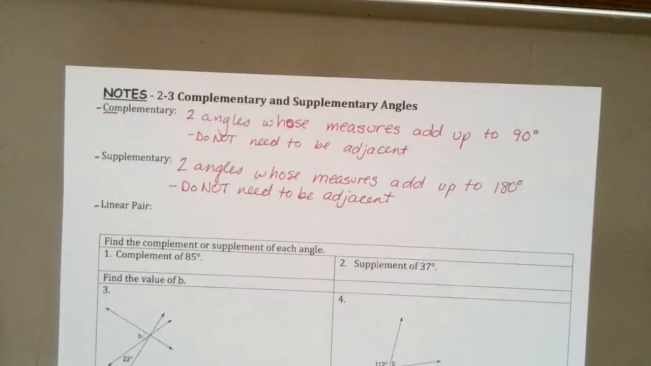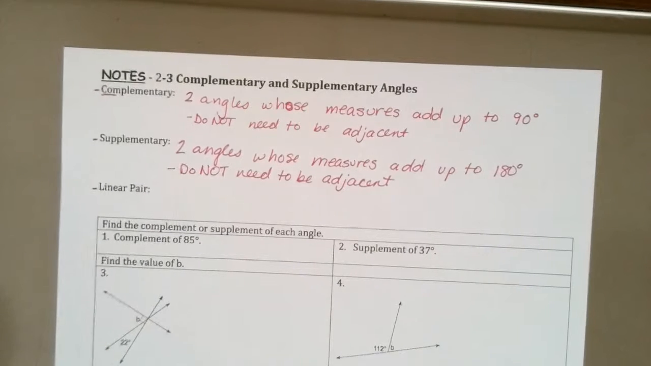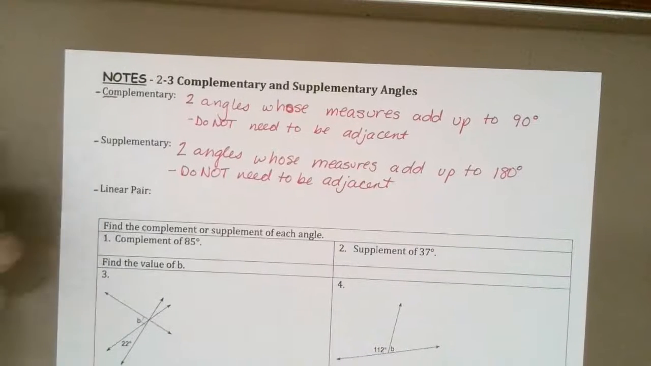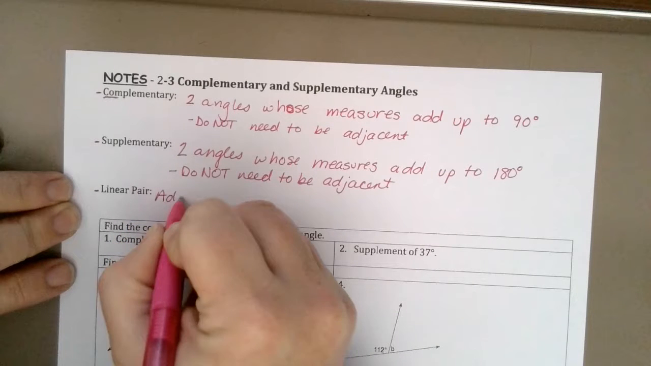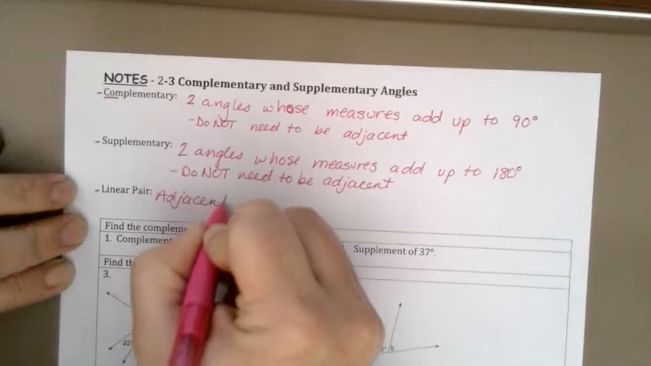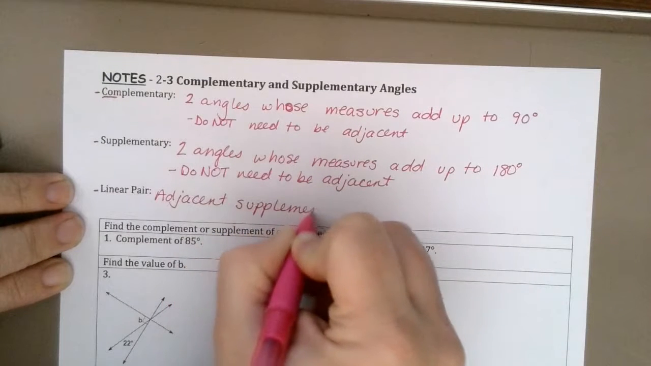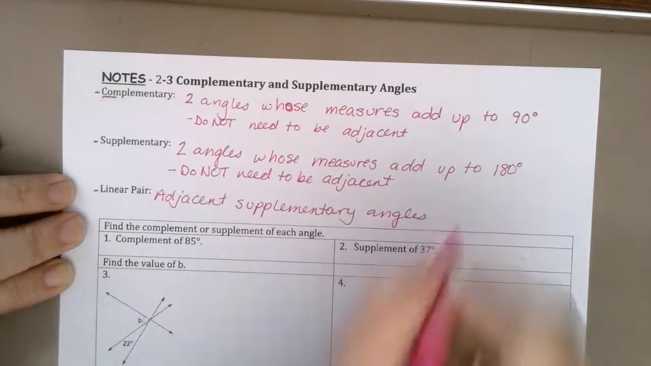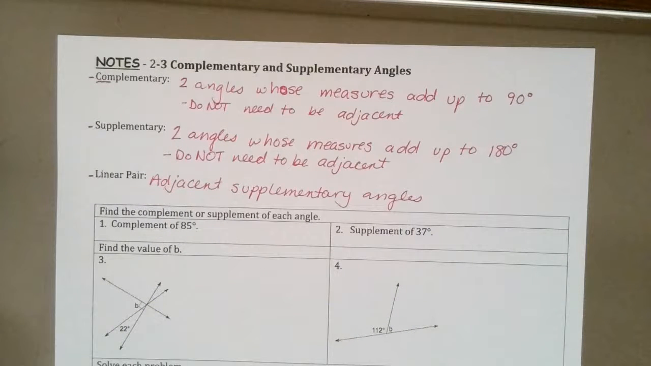So, a linear pair. A linear pair is a fancy name for adjacent supplementary angles. So if you have two angles that do add up to 180 and they happen to be adjacent, you could call them supplementary. You could also call them a linear pair.